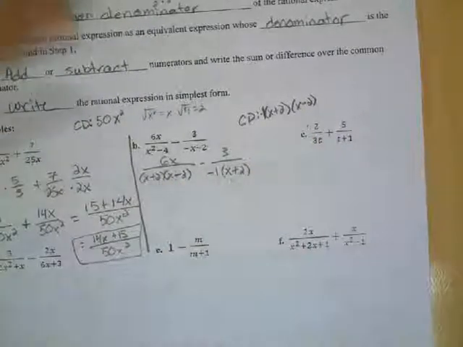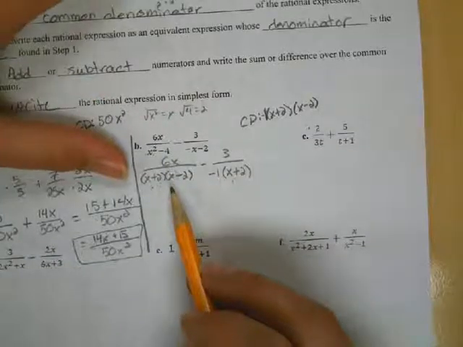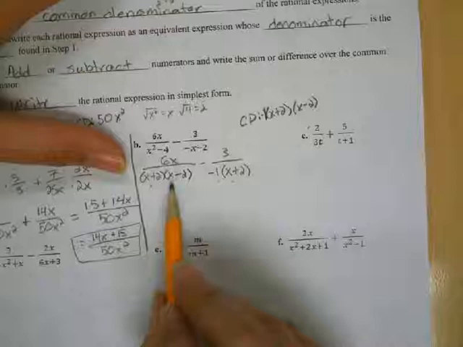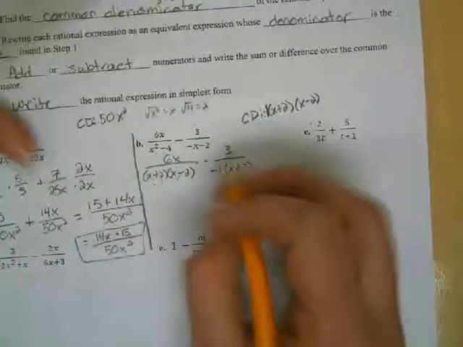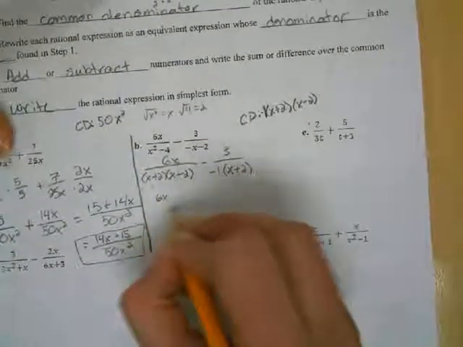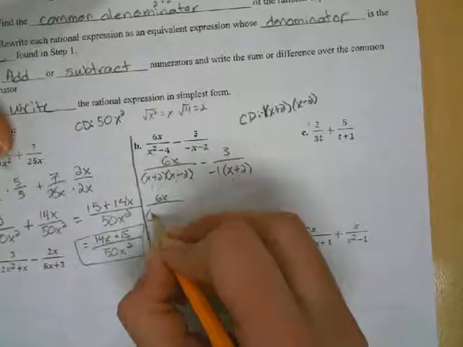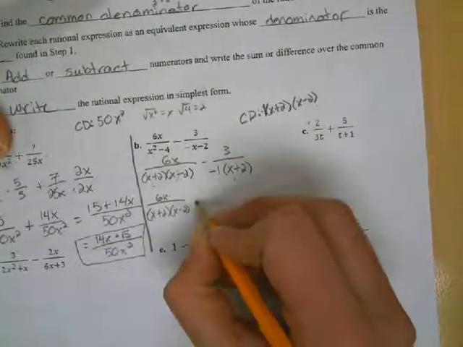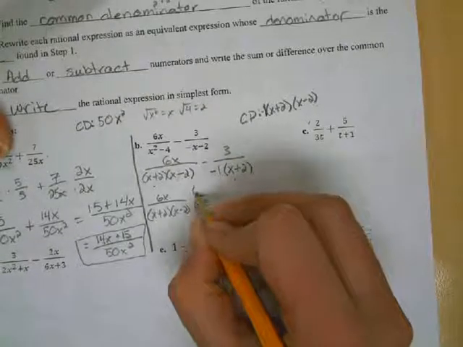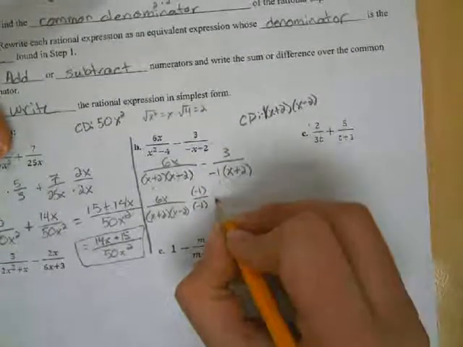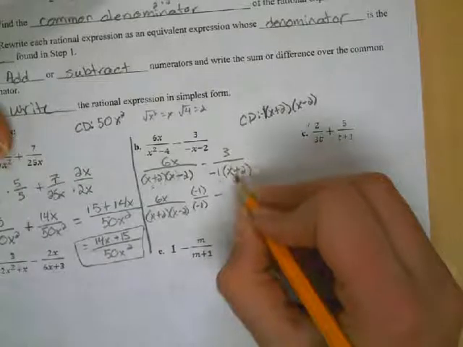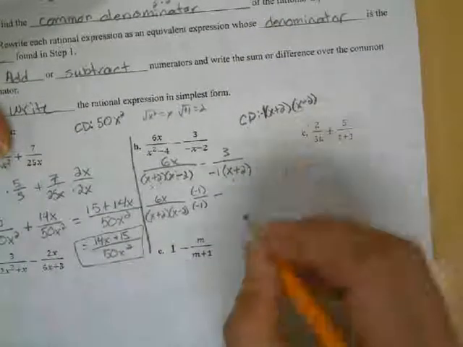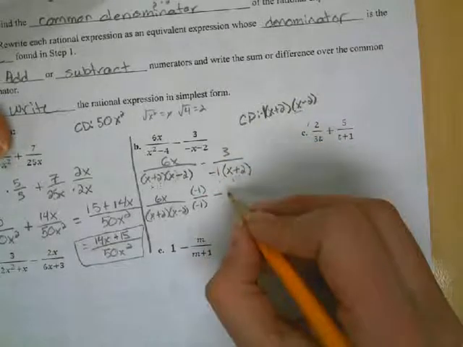Now, when you go through, you just have to figure out what does each one of them need. I have an x plus 2. I have an x minus 2. This one just needs the negative 1. So 6x, x plus 2, x minus 2. We're going to multiply this by negative 1, top and bottom, minus. Now this one, I've got the negative 1, I've got the x plus 2, it's missing the x minus 2. So we're going to multiply it.